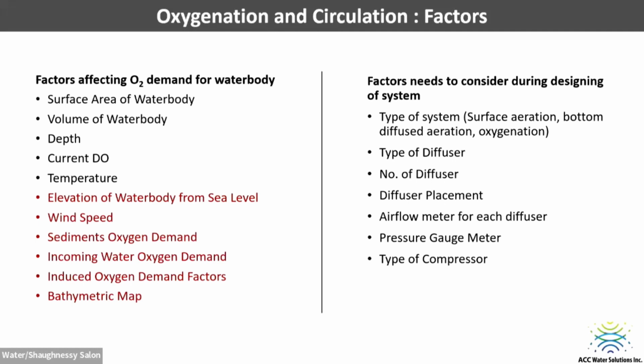Bathymetric map. This is very important. Like we have installed one system in Langley, BC over here. And when you look at that bathymetric map, it's a 53-acre surface area stormwater pond. But if you look at the bathymetric, oh yeah, go ahead, sorry.